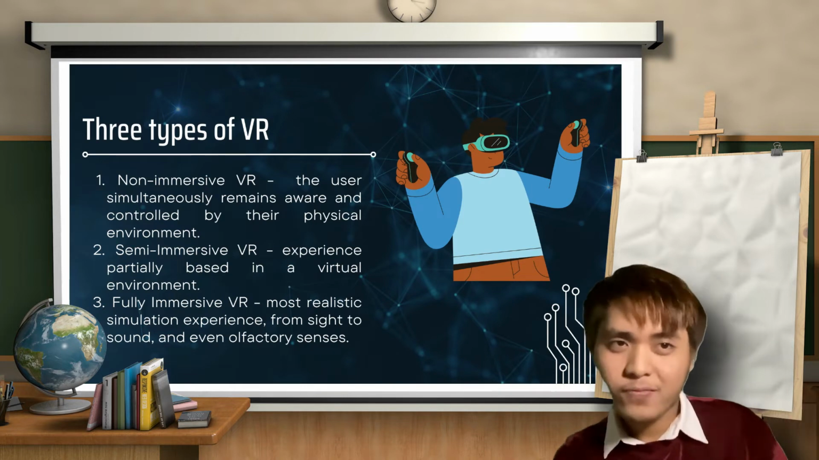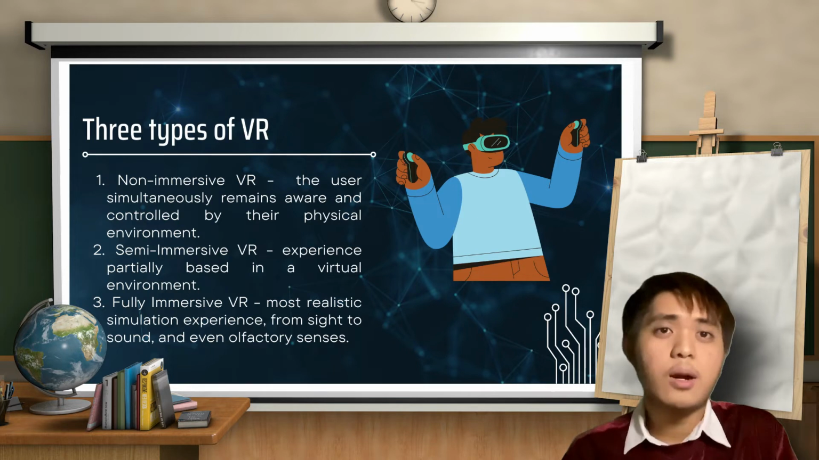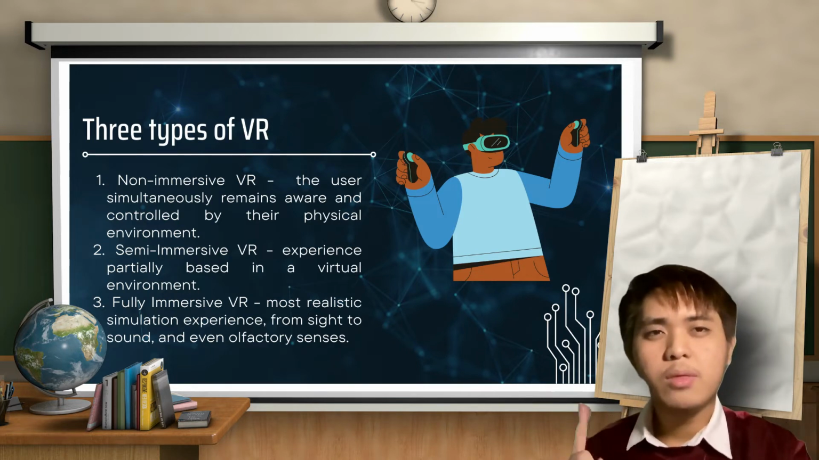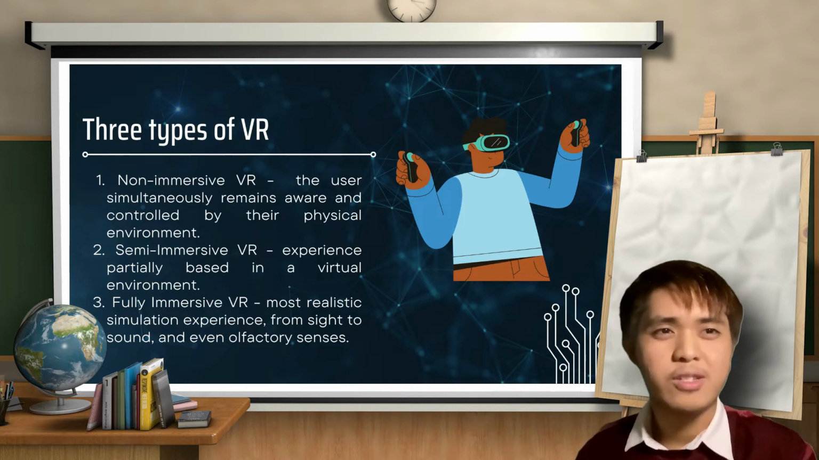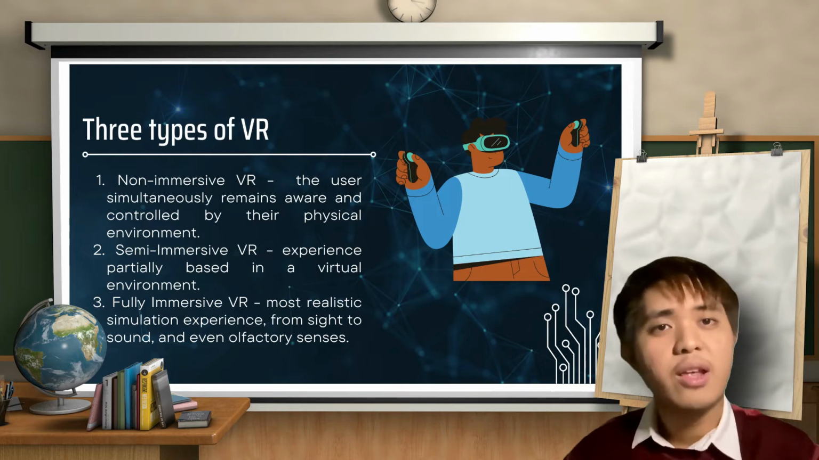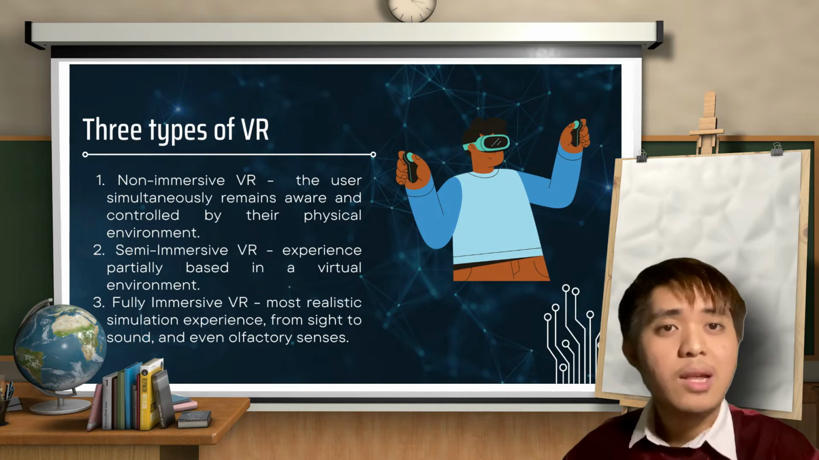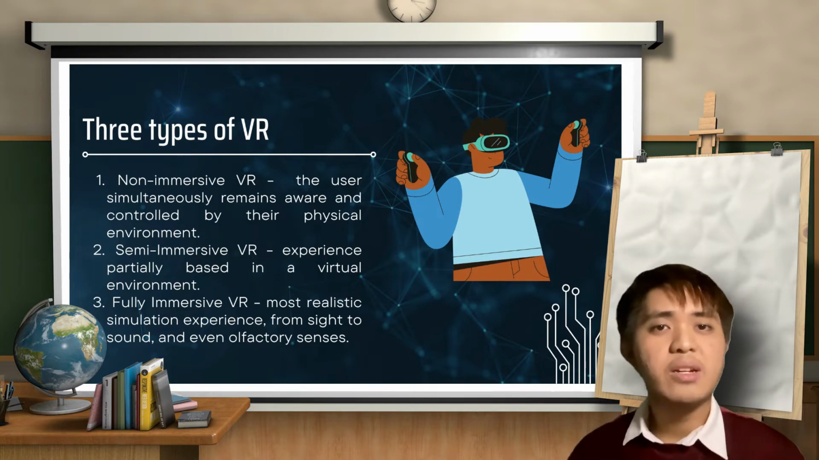Moving on. There are actually three types of virtual reality. These are non-immersive, semi-immersive, and fully immersive. Starting with non-immersive virtual reality, it is often overlooked as VR simply because it is so common. Non-immersive VR technology features a computer-generated visual environment where the user simultaneously remains aware of, and controlled by, their physical environment.